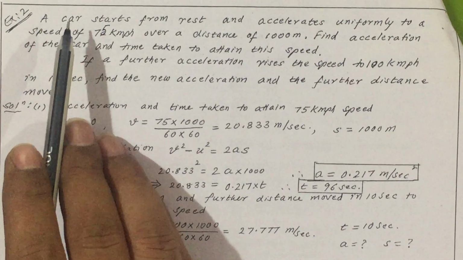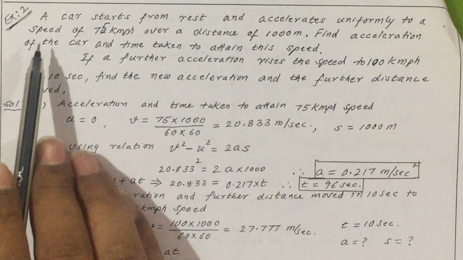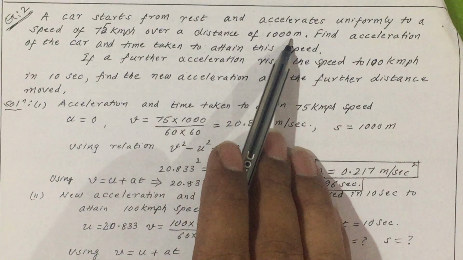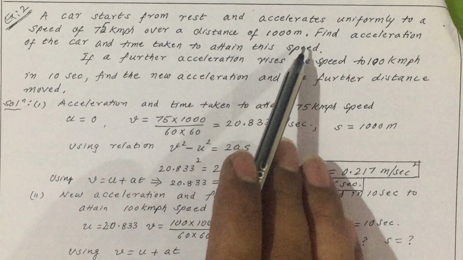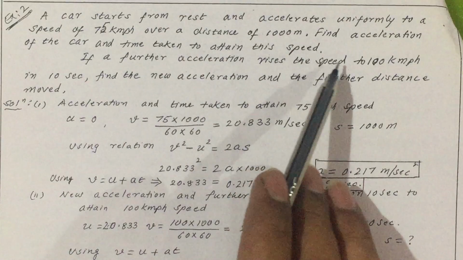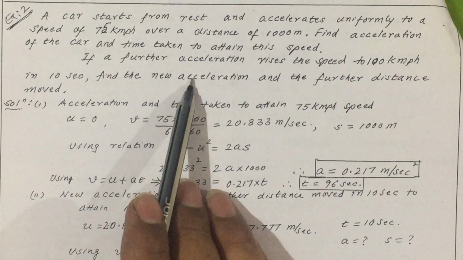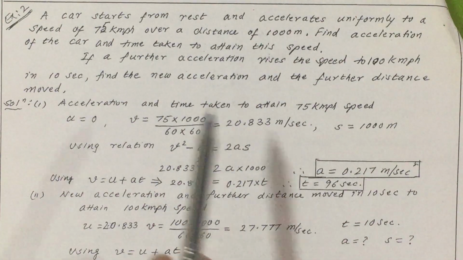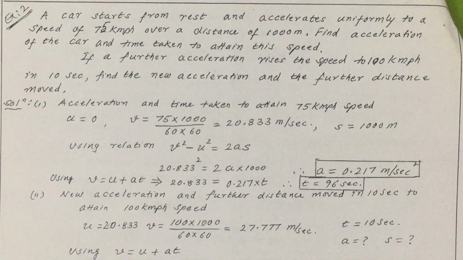Then example 2: a car starts from rest and accelerates uniformly to a speed of 75 kmph over a distance of 1000 meter. Find the acceleration of the car and the time taken to attain this speed. If a further acceleration raises the speed to 100 kmph in 10 seconds, find the new acceleration and the further distance moved. Here there are two cases. So, let us take the instances one by one.